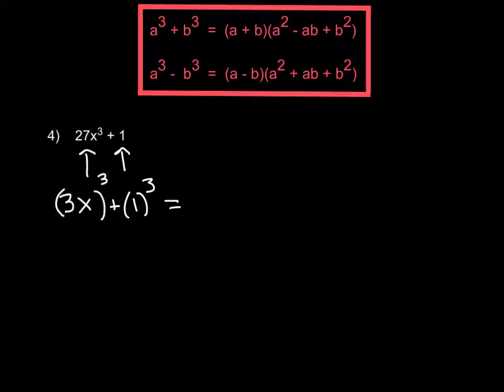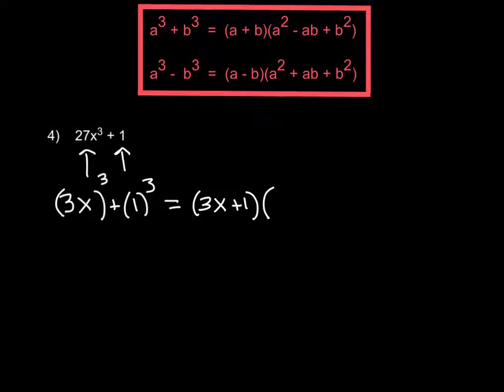Now if we follow along with the formula again, it says here we have a base of an a and we have a base of a b. What they want us to do is take that first base and that second base and add them together. Here, our first base is 3x and our second base is 1. So we're going to take that 3x and the 1 and add them together.